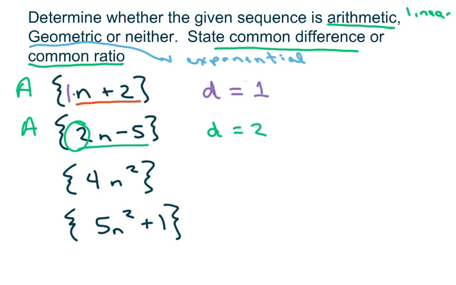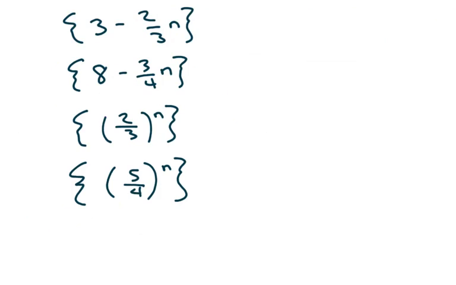Now this one here is not exponential. This is quadratic. This one is also quadratic. It's not exponential, so this one would be neither. So we don't have to do anything with those. Alright, the next set we have is this set.